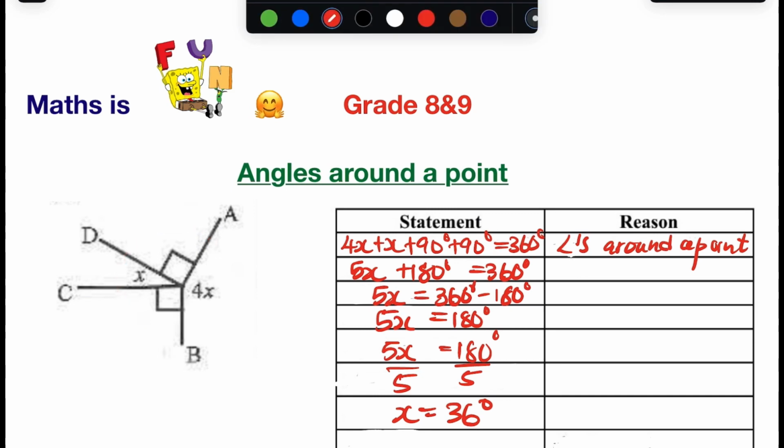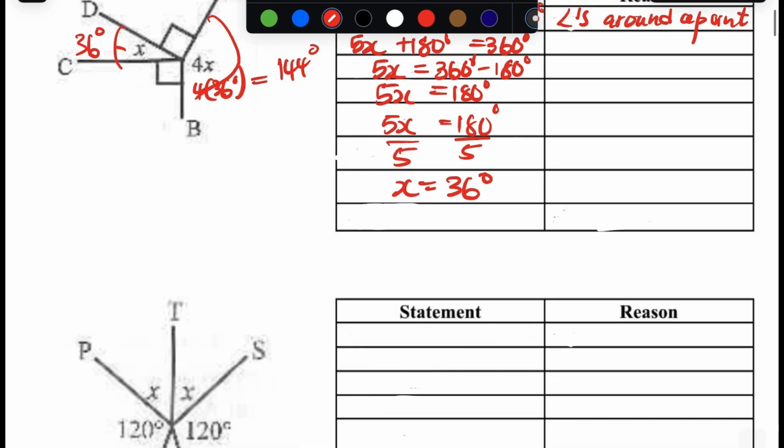This means that this angle is 36 degrees. This one is 4 times 36. 36 times 4 is 144. So this angle is 4 times bigger than that one. Let's go to the next one.